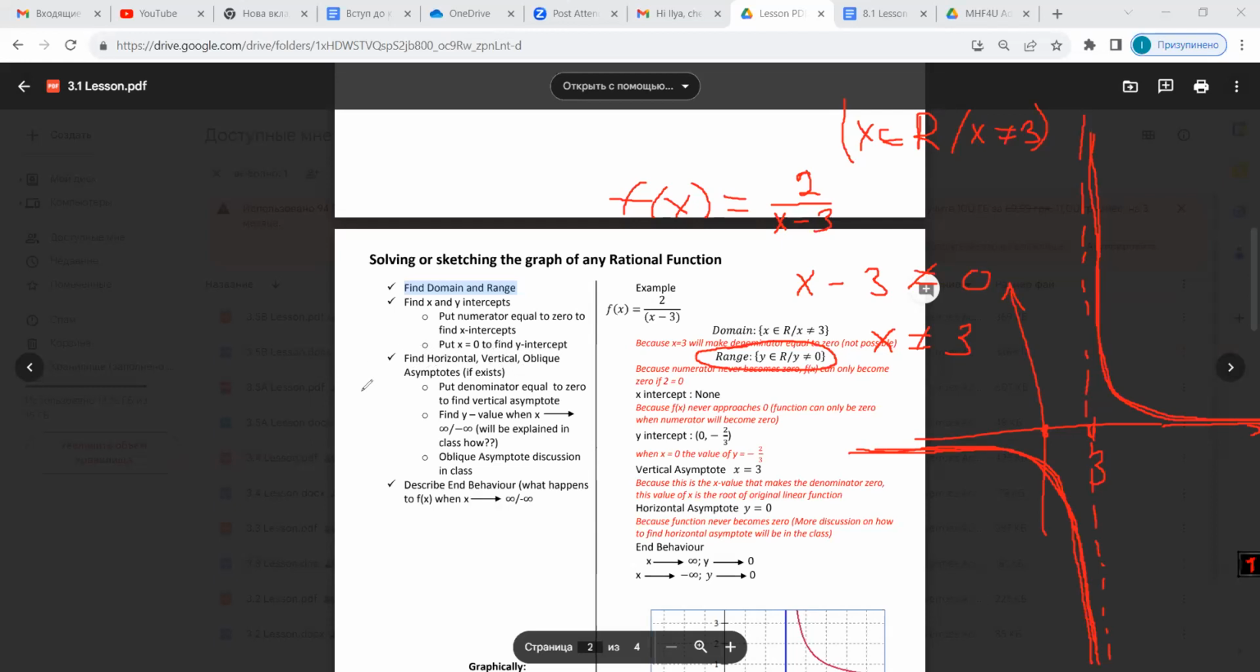Horizontal and vertical asymptotes are fairly easy to find. For horizontal asymptotes, you just say x travels to plus or minus infinity. And for vertical asymptotes, you just say when the denominator, x minus 3 or in any other case, equals 0.